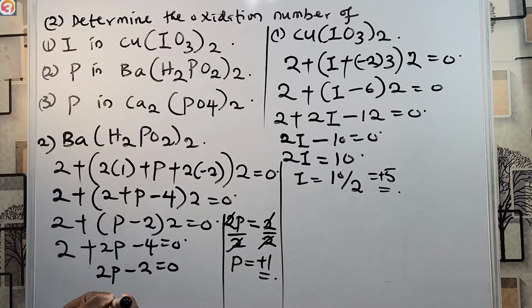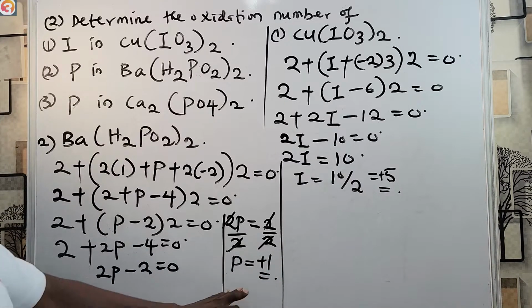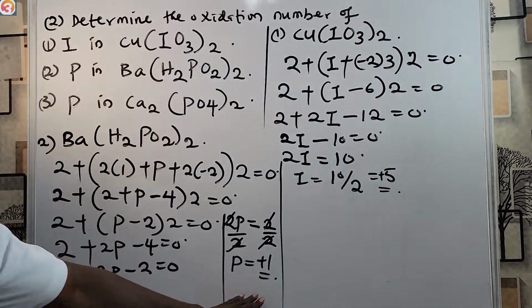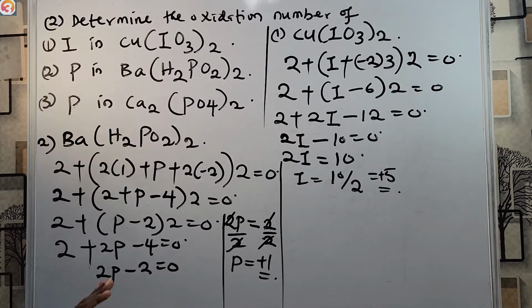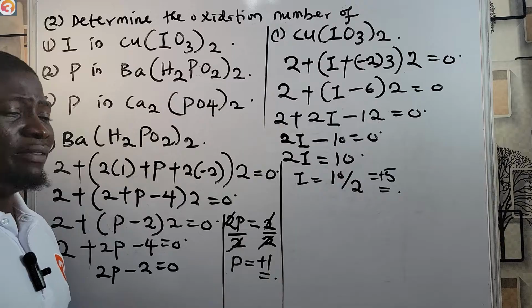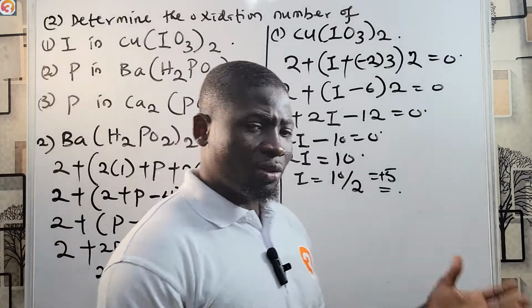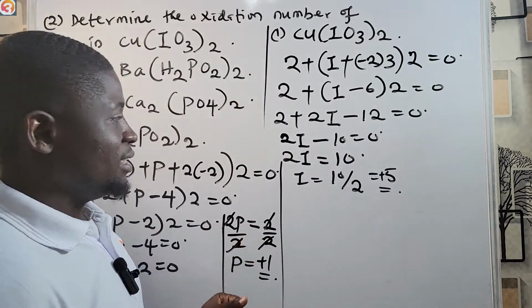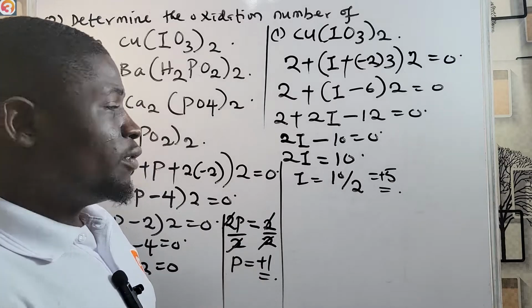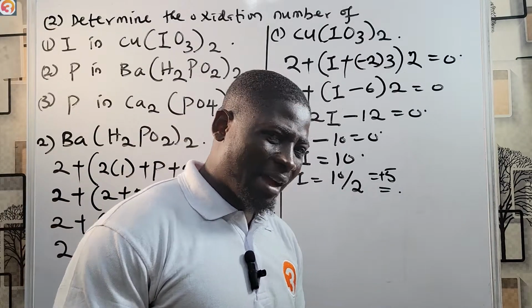That means that the oxidation number of phosphorus in this compound is plus 1. So you have to be very careful. Take it gently. By yourself, try and solve all the questions in this episode, and look for past questions on the O3SCHOOLS JAMB app and solve also.